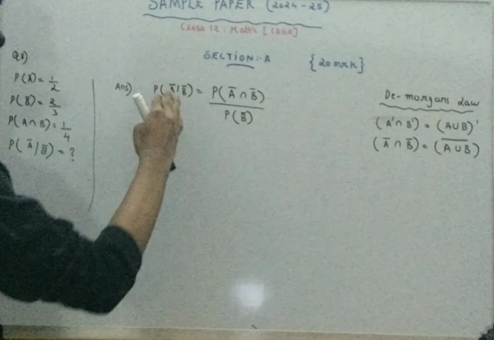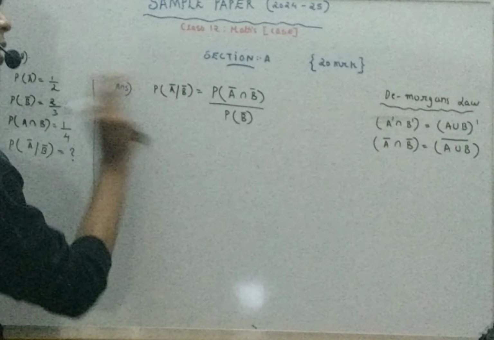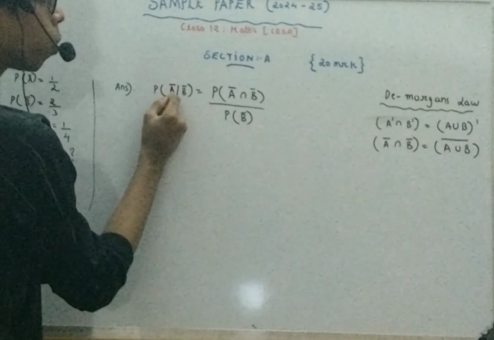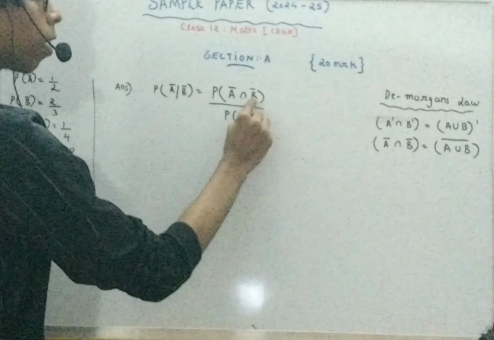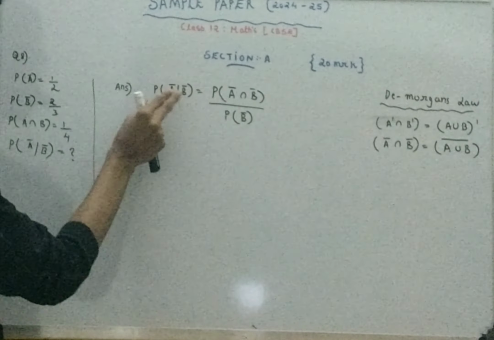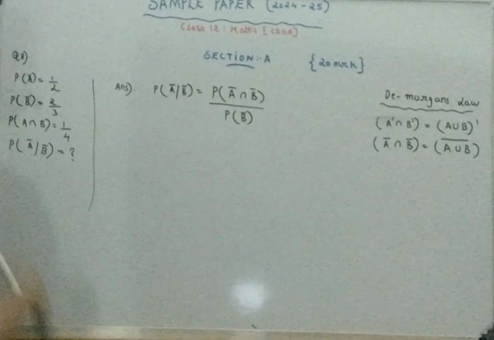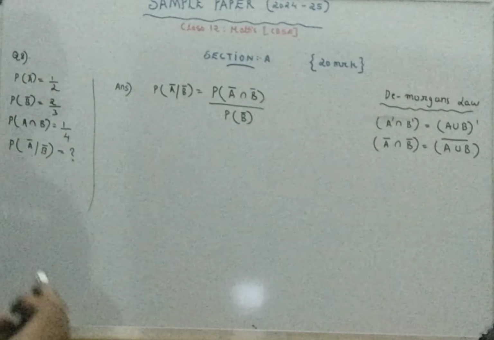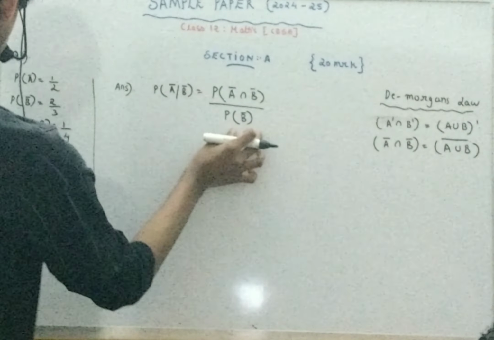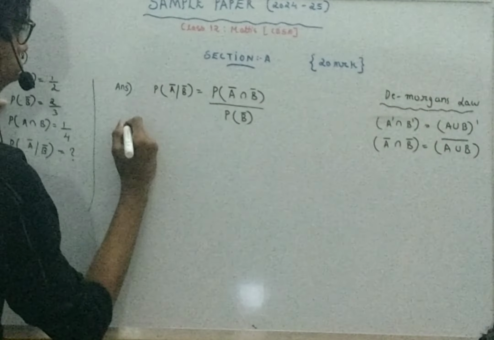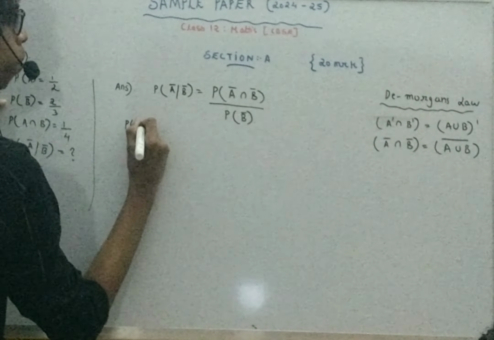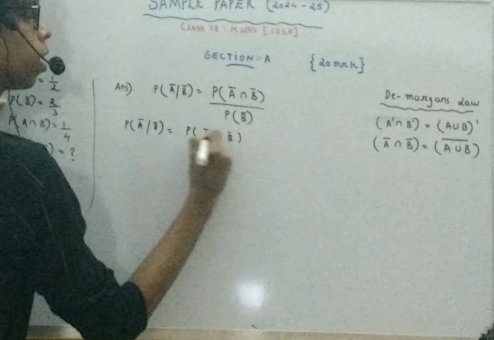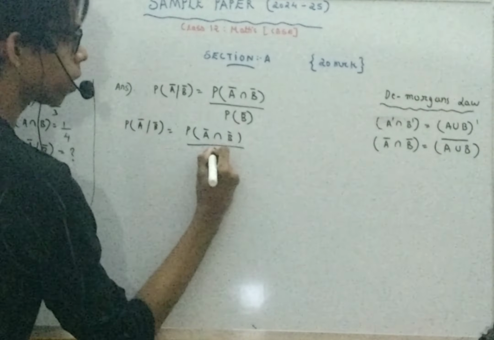Whatever is being asked to you, just write the formula. Asking for not A, put not A over here and not B. Whatever is the question, just modify the formula in accordance with it. Now here P of not B is given to be 2 by 3. That we can directly substitute. So P of not A given not B is equal to P of not A intersection not B, the whole divided by 2 by 3.